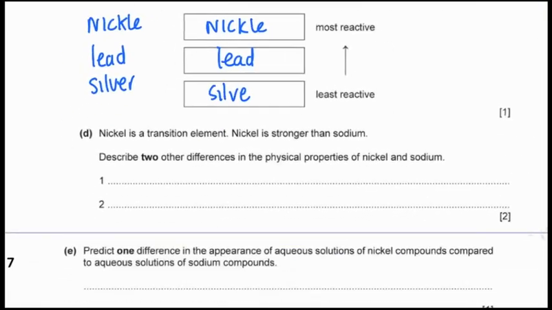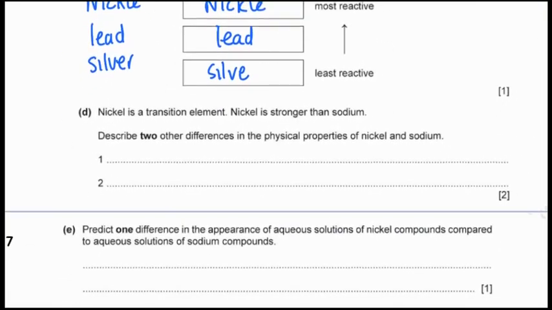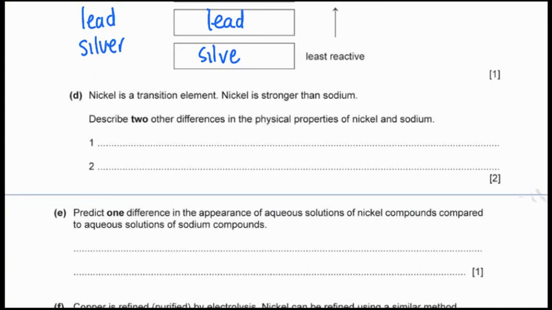Nickel is a transition element. Nickel is stronger than sodium. Describe two other differences in physical properties of nickel and sodium. So this is the classic compare the group ones with the transition metals. And in this case, there's always two physical properties that they like you to roll out.